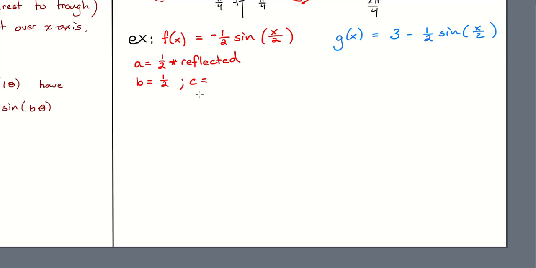And Sean is right. C is 0. Because it's bx minus c, I'm not subtracting anything. It's 0. Is there a delta on this one? Okay. So how do I write there's no delta? 0. Cool. All right.